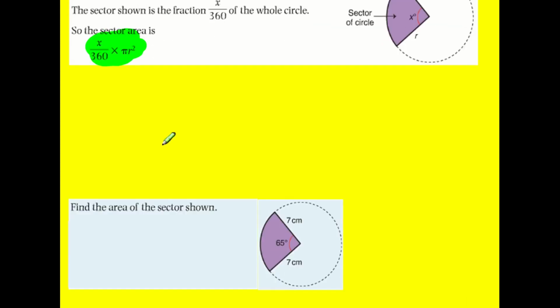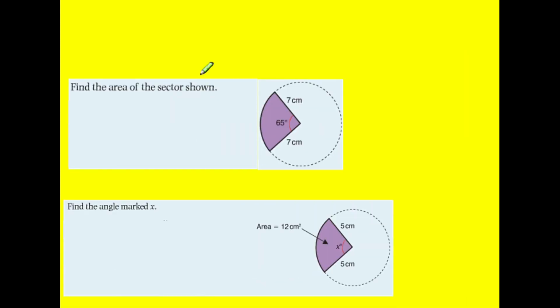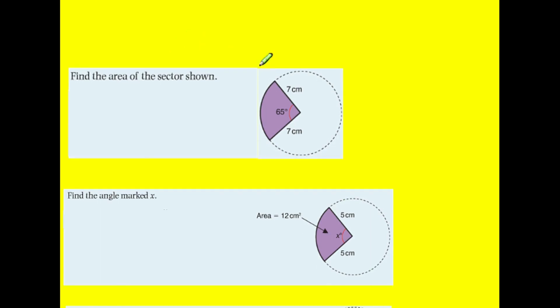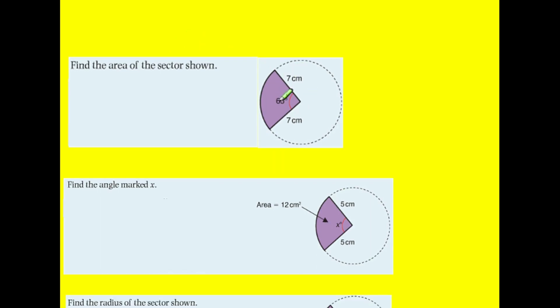Okay, and so the rest of today really is just doing a few examples, and it's going to be the same sort of thing. I might give you the angle and ask you for the area, or I might give you the area and ask you to work back from the angle. It gets a little bit more complicated, I'd say, than the arc length because we've got an r squared in there. We'll see that in a minute.